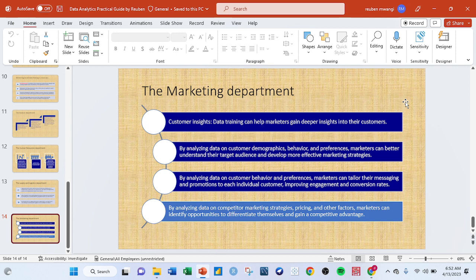So by analyzing data on competitors' marketing strategies, pricing, and other factors, the marketer can identify opportunities to differentiate themselves and gain competitive advantages. In this case, we're trying to say you want to understand how your competitors are performing and the ways that you can introduce to your company to ensure that you remain competitive with the best organizations or businesses in the industry, in the market.